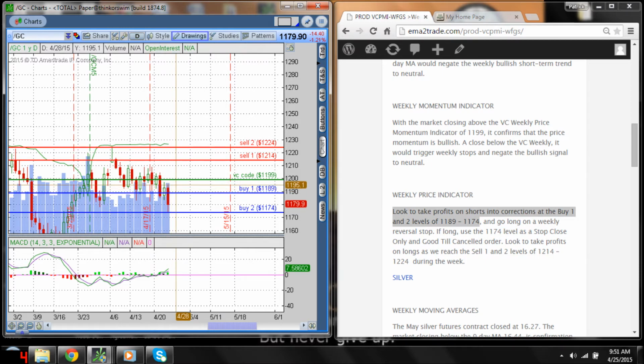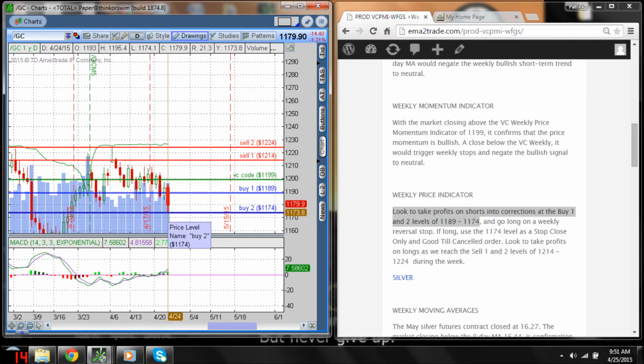We will publish a report on Saturday that will give us the numbers for the following week, but based on these weekly numbers that were published last week, you were prepared coming into this week to identify the buy one and buy two levels where you want to accumulate long positions between 1186 and 1179. That is a very strong relationship between the daily and the weekly signals.